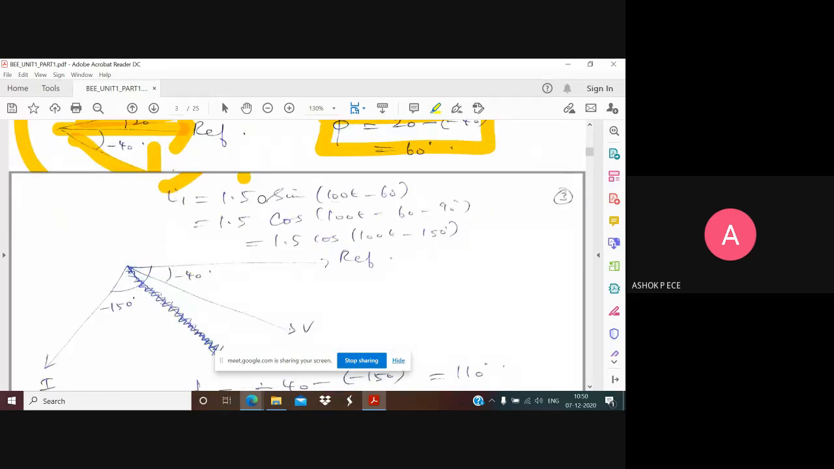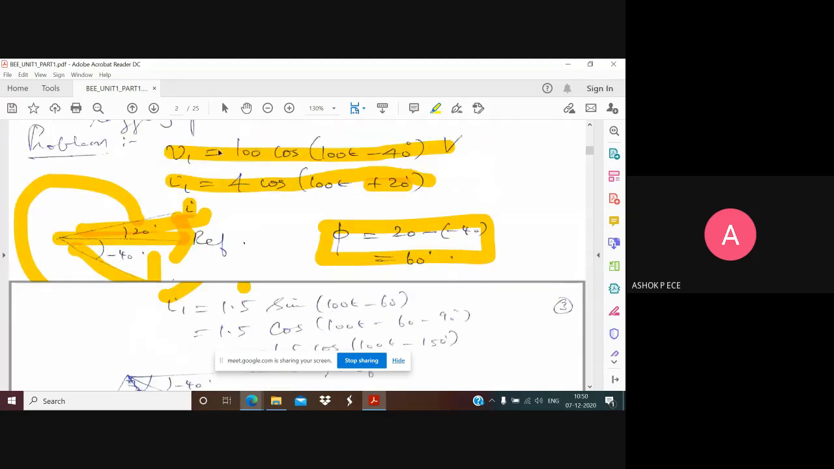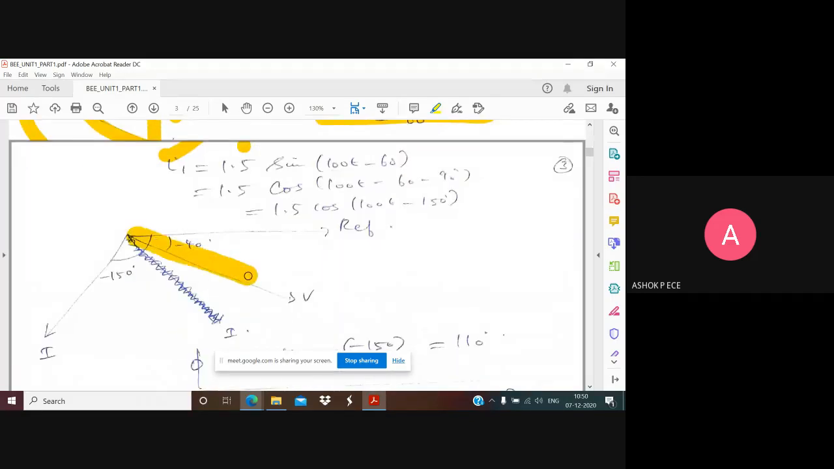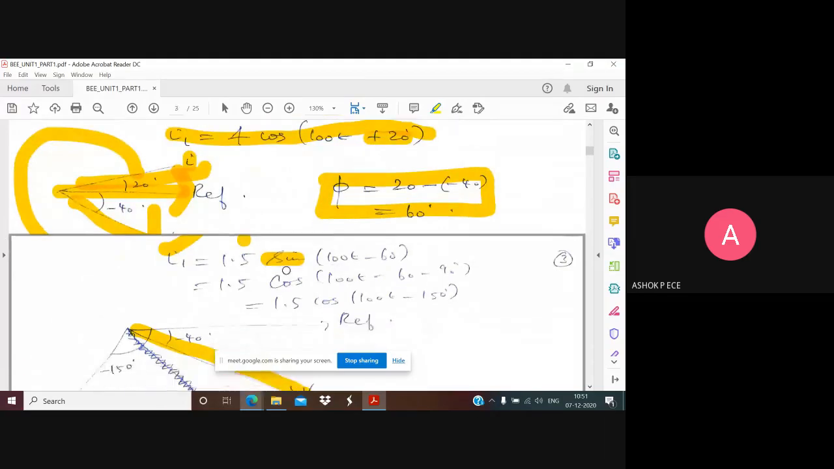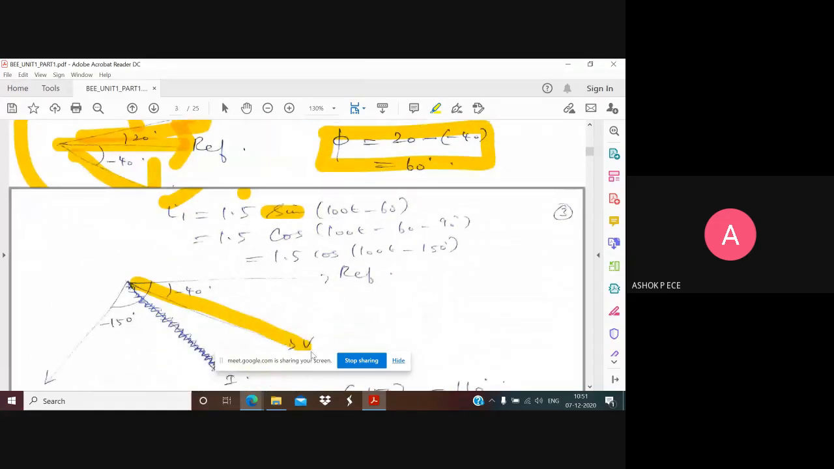See here, first current is I1 sine 600t minus 60. And I'm going to find the phase angle between I1 and V, the same voltage I'm taking. So, first voltage V, I have drawn minus 40. Is it clear? I have drawn minus 40. Okay. Now, see this current I1 is equal to 1.5 sine 100t minus 60. So I have sine here and cos in the voltage. So I'm going to convert the sine into cos because I have drawn V. You know how to convert sine into cos. Sine of theta minus 90 is going to be cos, so I'm going to write it as cos of this angle minus 90.